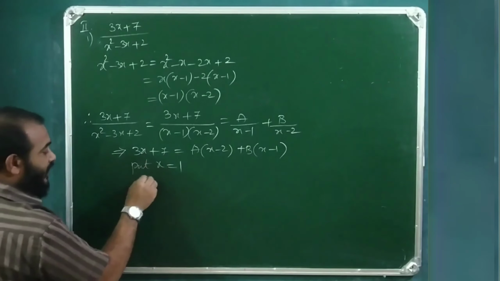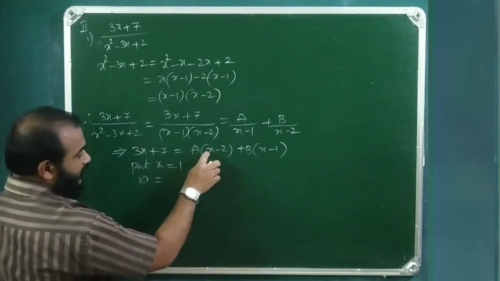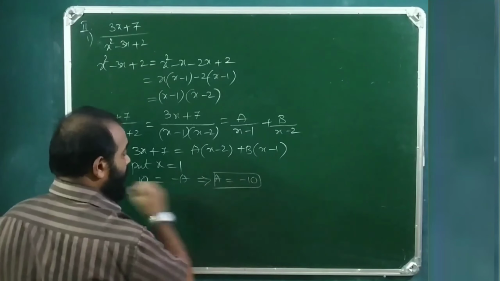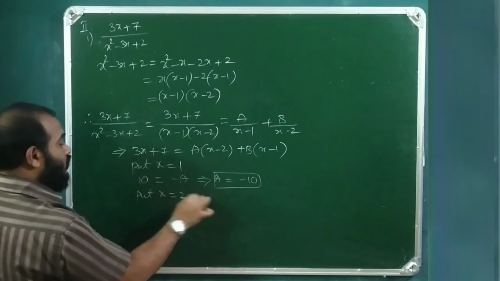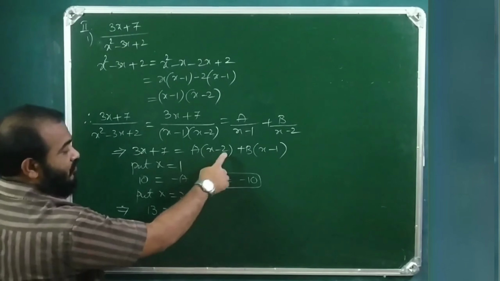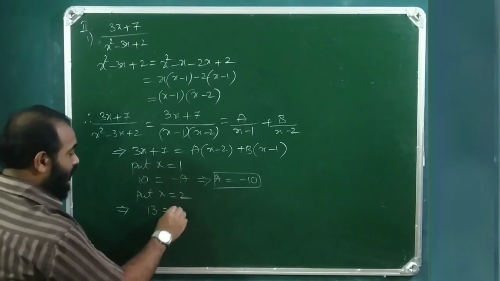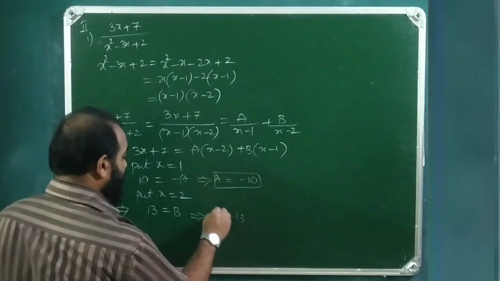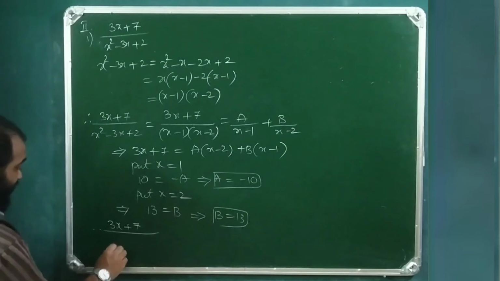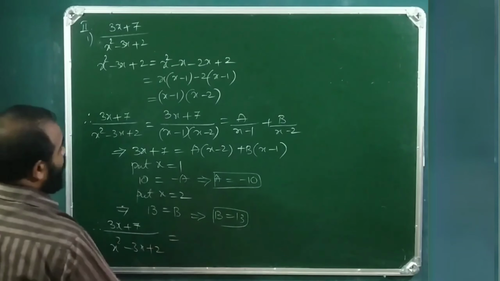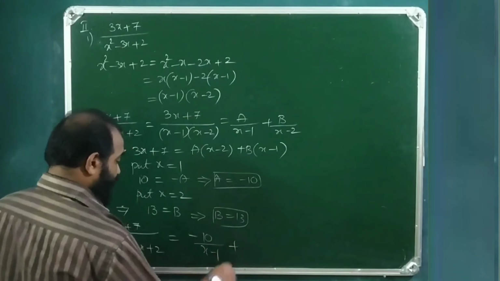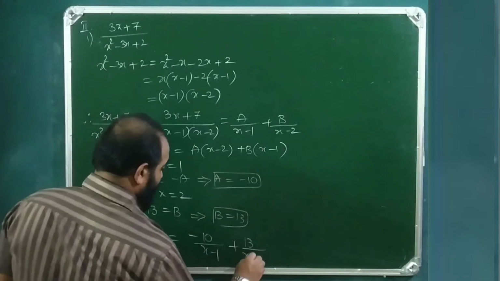Put x equals to 1. Substitute 3 1s are 3 plus 7 10. So 1 minus 2 is minus 1 into a, minus a. So a is equals to minus 10. So put x is equals to 2. 3 2s are 6. 6 plus 7 is 13, equals to 2 minus 2 is 0, 2 minus 1 is 1, 1 into b. So b is equals to 13. Therefore, 3x plus 7 by x square minus 3x plus 2 is equals to a, minus 10 by x minus 1 plus b, 13 by x minus 2.